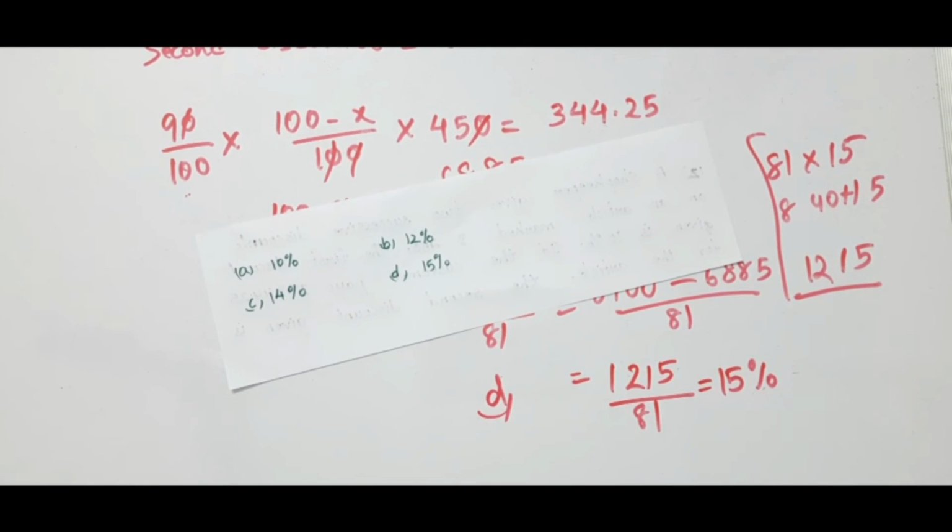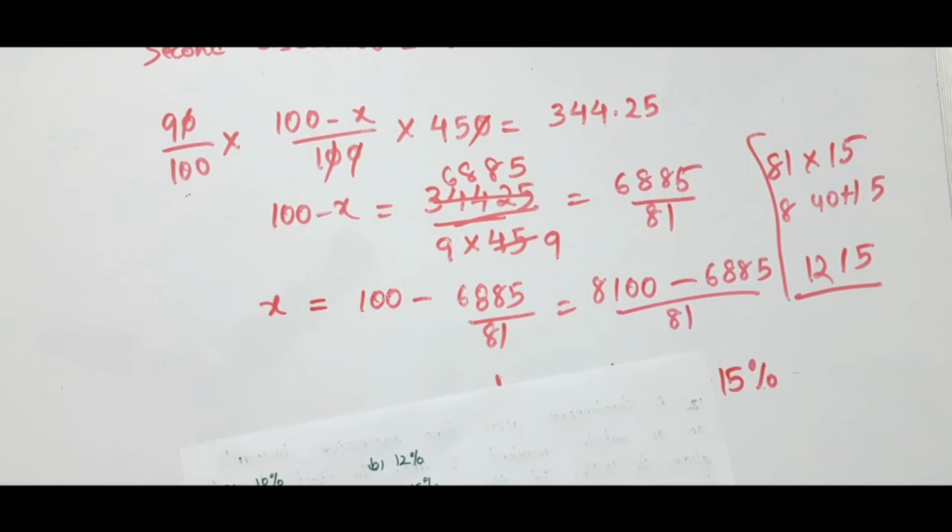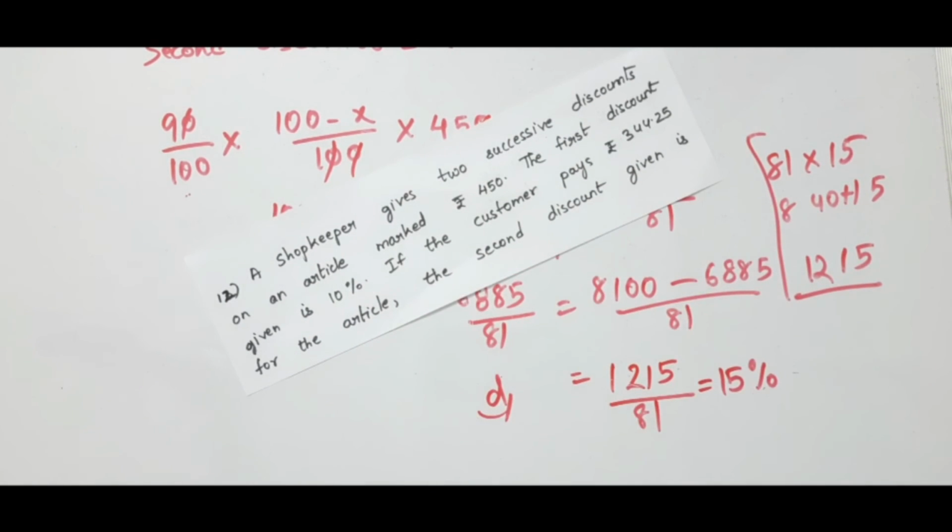So if they don't give the second discount, just take it as X and equate the selling price to the value which is given. You will get the required discount. In this way, you have to solve this type of problems. Now let us go to the next problem.